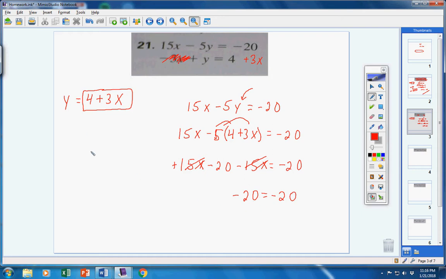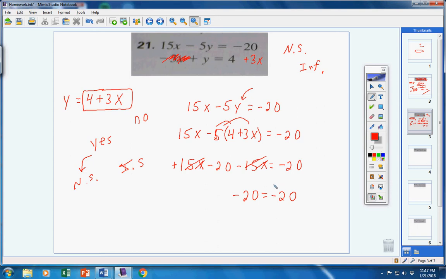Now, question. Did all of your variables cancel out? Yes, they did. Now, if you would have said no, they did not, then it is impossible to get no solution or infinite solutions. You can only have no solution or infinite solutions when your variables cancel out. So my variables cancel out, yes. So I'm either going to have no solution or infinite solutions.